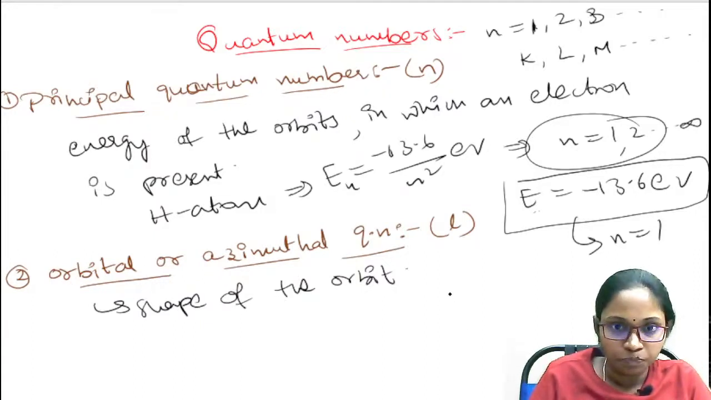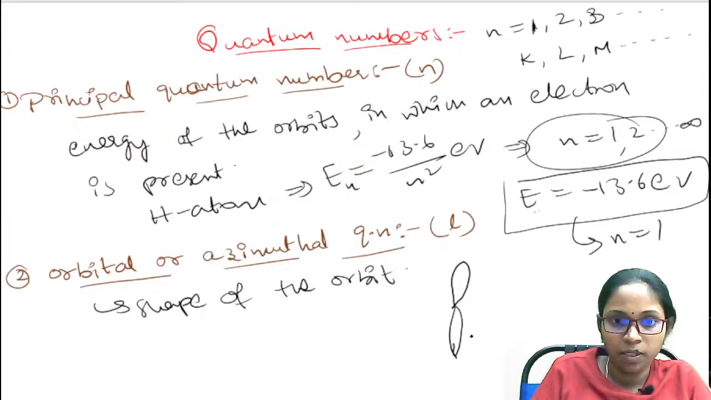Okay, and coming to the orbital or azimuthal quantum number, this gives us the shape of the orbit. For example, I am taking a P subshell, and it will have dumbbell shape.